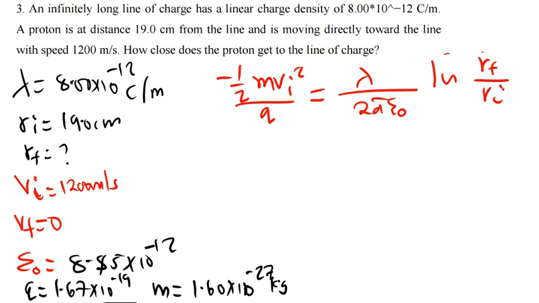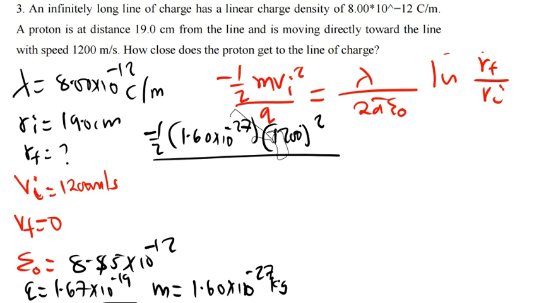So we have negative half. The mass is 1.60 times 10 raised to the power negative 27. The velocity we have been given, and we have it there, which is 1200. So the velocity is 1200, but we square it. I divide this by the charge, 1.6 times 10 to the power negative 12.